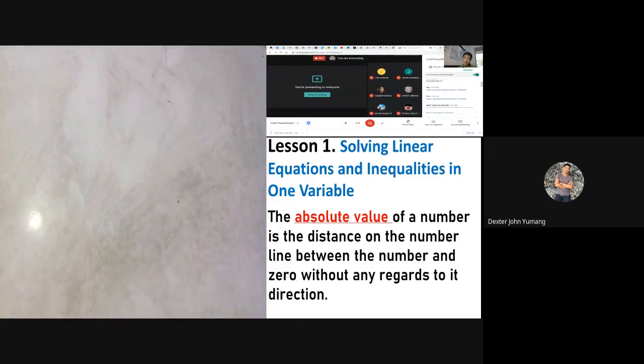Sabi daw po dito, ang absolute value daw is a distance. Tanong ko lang po, meron bang negative na distance? Example ng negative na distance na sinasabi ko ha. Gaano ba kalayo ang bahay nyo sa school? 5 kilometers? Negative 5 kilometers? Ganun ba? Meron bang negative na distance? You type yes or no on the chat box, please. Sa tanong ko na meron bang or is there a negative distance?